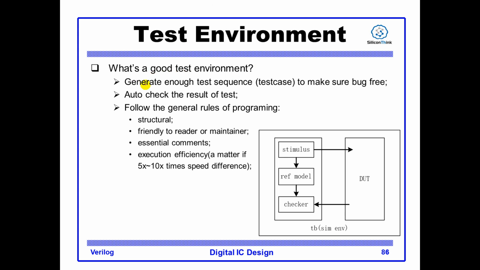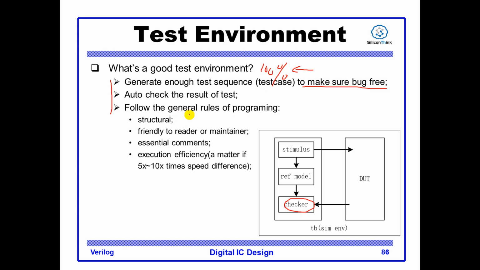Then in this slide, there are some factors that can tell a good test environment from a bad one. First, the sum of rule is the test coverage, whether you can cover all the test points or not. The goal is to cover all the test points and make sure it is bug free. But the goal is hard to meet. And usually you have to auto check the result of the test. That is, you have a checker. Don't check it by eye.